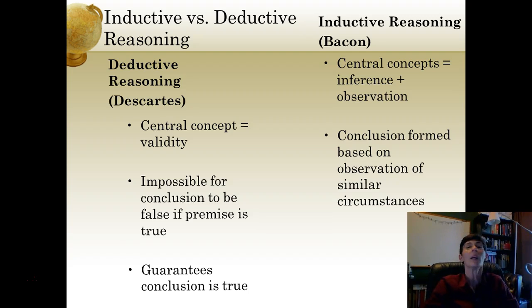Now, Bacon takes an entirely different view. He says essentially, you have inference and observation, those things coming together, right? Inference, then observation, and that gets to a central concept or a principle, right? So a conclusion is formed based on observation of similar circumstances, not on this all-encompassing true statement. All right, and these things are going to govern how the Enlightenment evolves. So I want you to keep these in mind. It's also very important for this era.